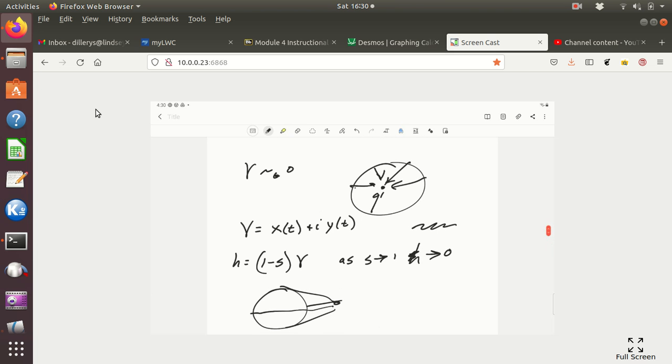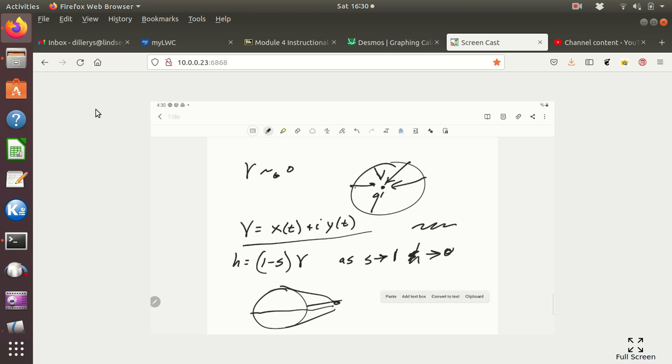All right. So gamma contractible to 0 or any other point. The idea is that you've got something like that, and if you take 1 minus s times that and just that, then as s goes to 1, this h will go to 0, and that's the point 0.